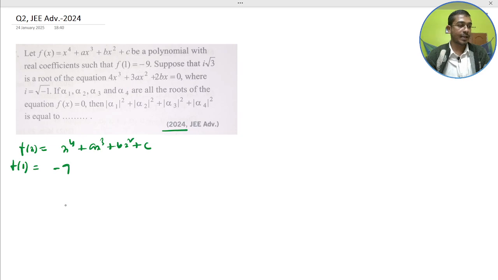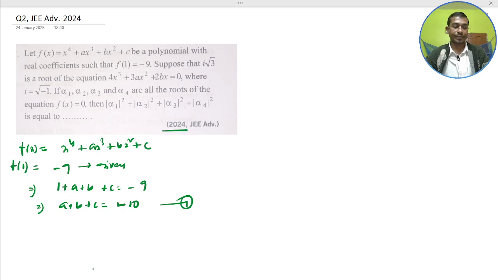f(1) is minus 9, given. That implies 1 plus a plus b plus c equals minus 9, which implies a plus b plus c would be what? Minus 10. Equation number 1.